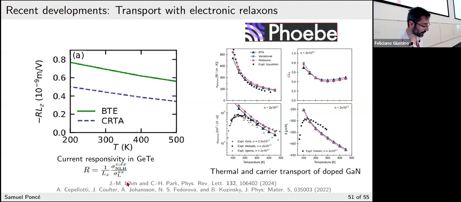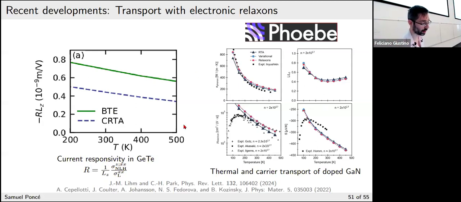And in this work, what they've also looked at, they've used the relaxon picture, but they've actually computed the nonlinear hole conductivity ratio. So you divide this by the standard linear conductivity. And this is actually what is called the current responsivity. And they've computed it in germanium telluride. And so this was probably the first time that this was done fully ab initio.